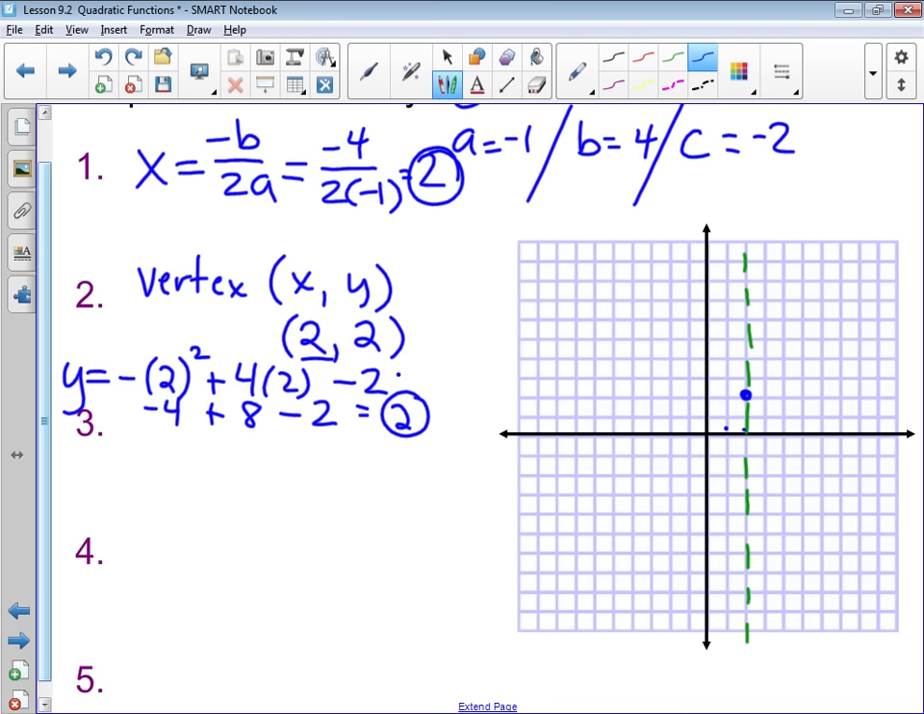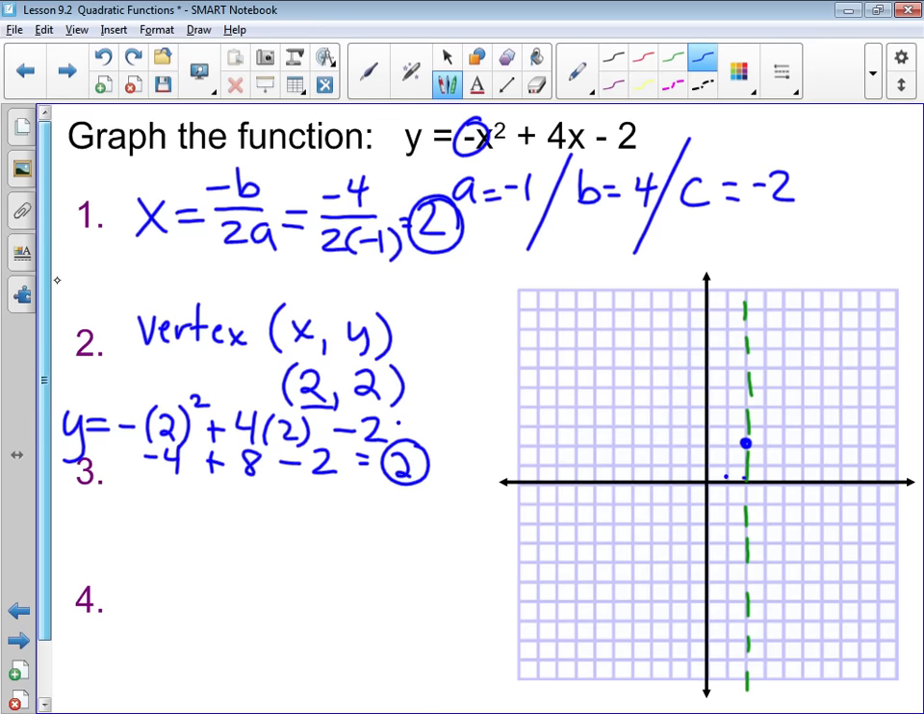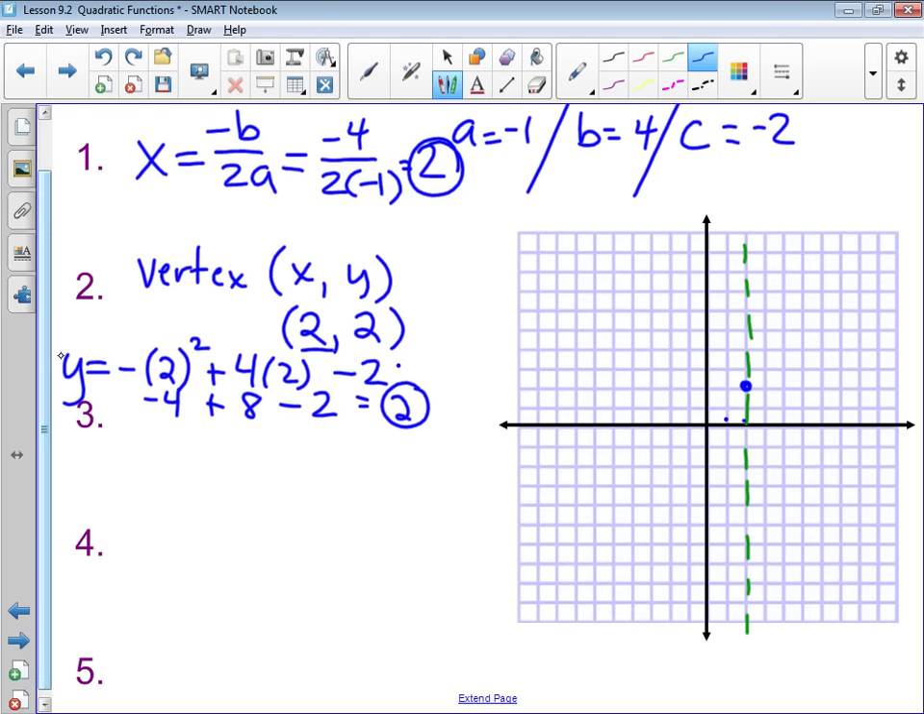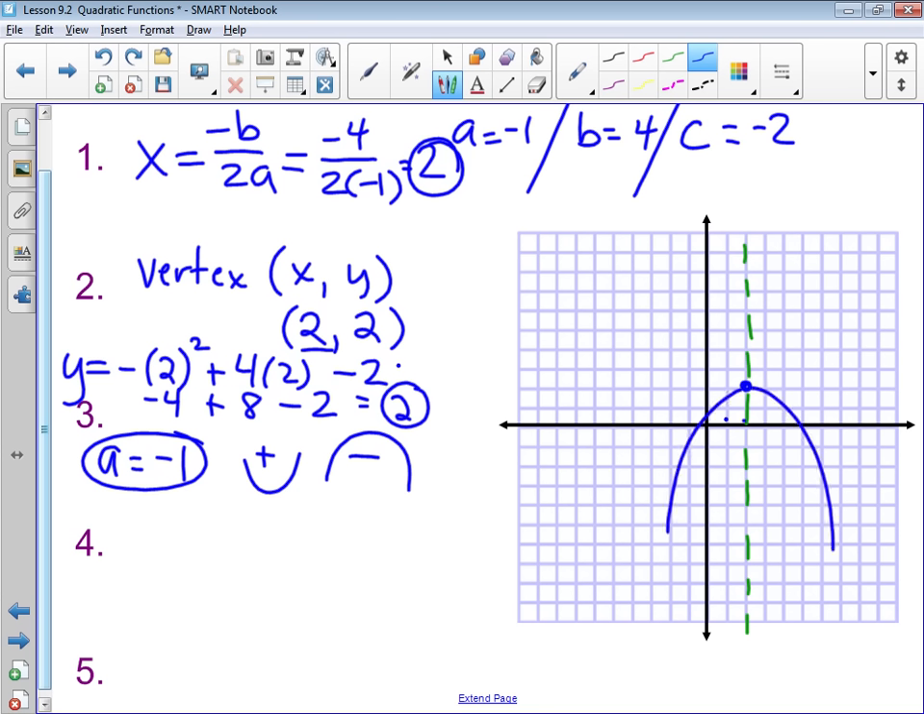Step 3 is to figure out whether the parabola opens up or opens down. You can tell whether it opens up by looking at what a equals. If a is positive, then it's a happy parabola, it opens up. If a is negative, then it's a sad parabola, it opens down. In this case, a is negative, so my parabola is going to open down. But I can't draw that yet because I don't know exactly what it's going to look like. I just know when I'm done it should be a frowny face.